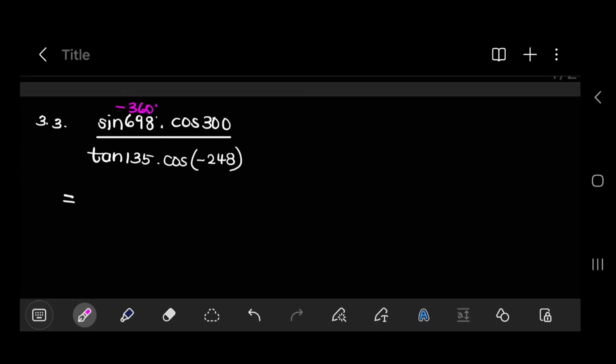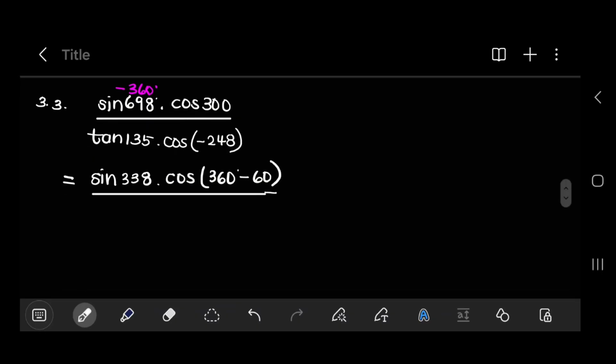So if we take that, 698 minus 360, we get 338. So if the angle is smaller than 360, we can work with it because we can apply reduction formula to it. So at the moment, all we did is we reduced this. Next, we're focusing on cos 300, and cos 300 lies in the fourth quadrant, so we can reduce that using 360 minus 60 degrees.